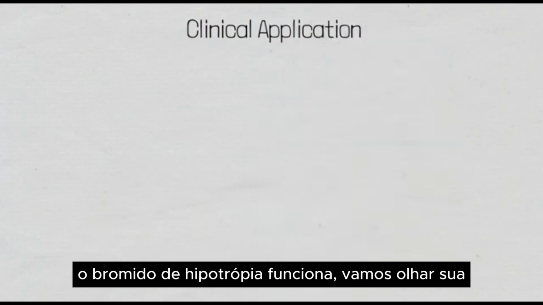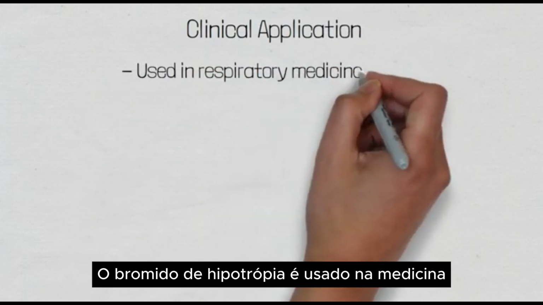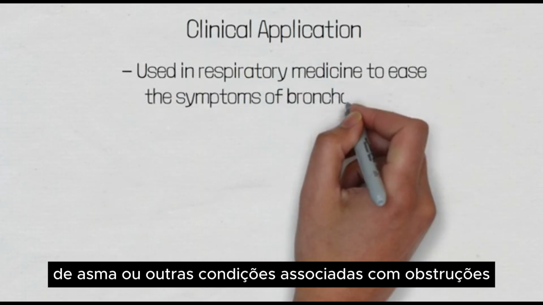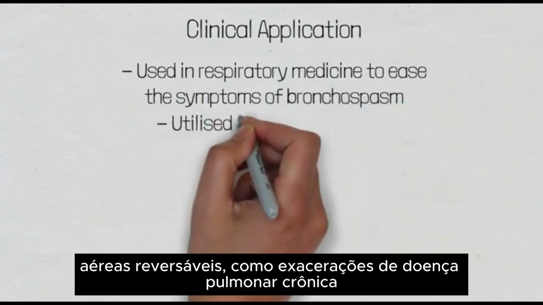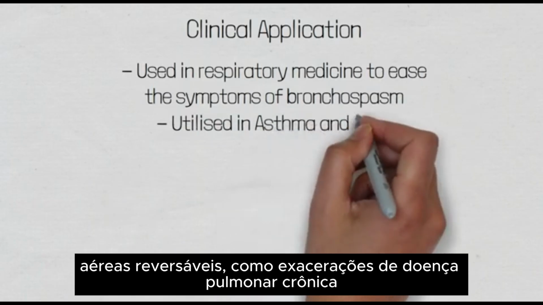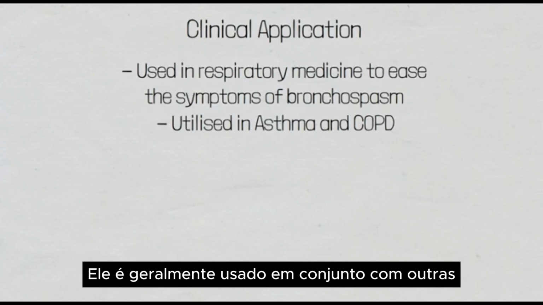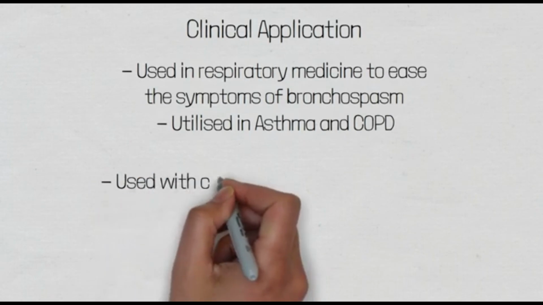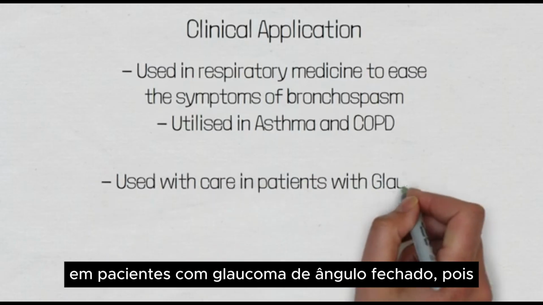Ipratropium bromide is used in respiratory medicine to relieve the symptoms of an asthma attack or other conditions associated with reversible airway obstruction, such as exacerbations of chronic obstructive pulmonary disease. It is often used in conjunction with other rescue medication, such as salbutamol. Ipratropium bromide should be used cautiously in patients with closed-angle glaucoma, as it can cause an increase in intraocular pressure.